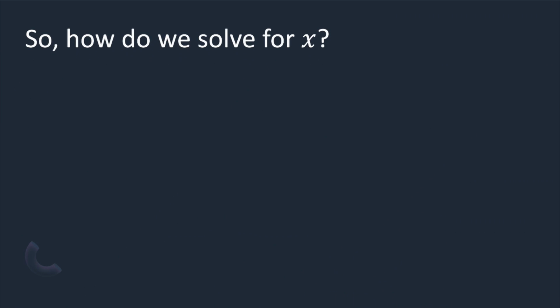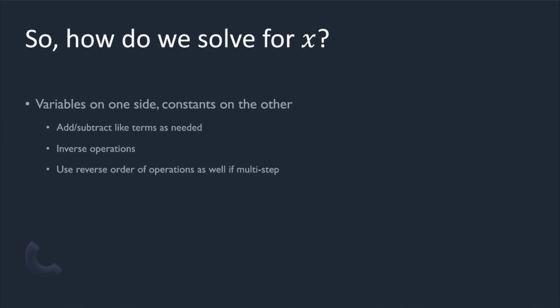So, how do we solve for x? We get our variables on one side and our constants on the other. And how are we going to do this? We need to add and subtract like terms as we need to, and we need to use the inverse operations and/or the reverse order of operations as well. Now, you must be wondering, what is a like term and what is an unlike term? Because I haven't explained that yet.